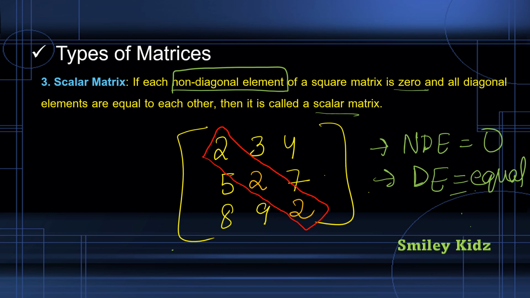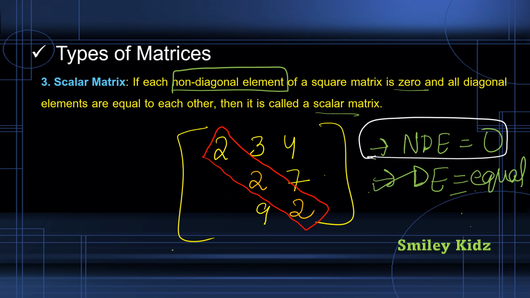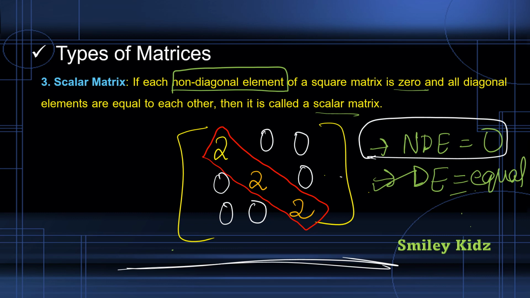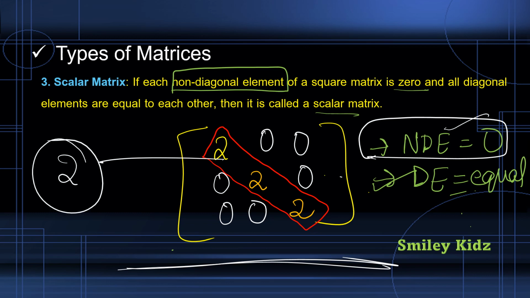So one condition is satisfied, that is all the diagonal elements must be equal. Secondly, all the non-diagonal elements must be equal to 0. That is, the numbers which do not comprise a diagonal, I'm going to mark them as 0. Now, such a matrix is known as a scalar matrix, where all the non-diagonal elements are 0 and all the diagonal elements are equal to each other. Here, what is the number that is common in the diagonal elements? 2. Alright.